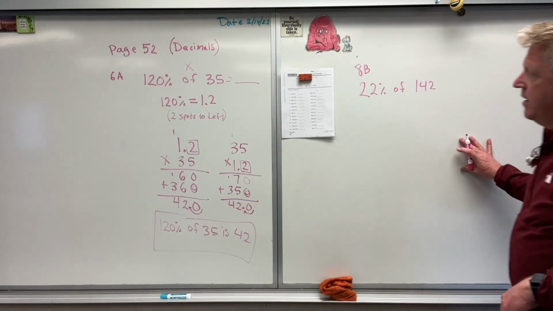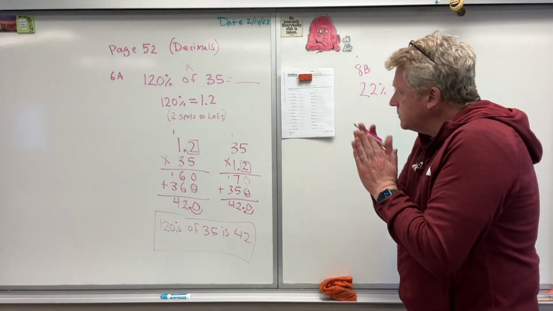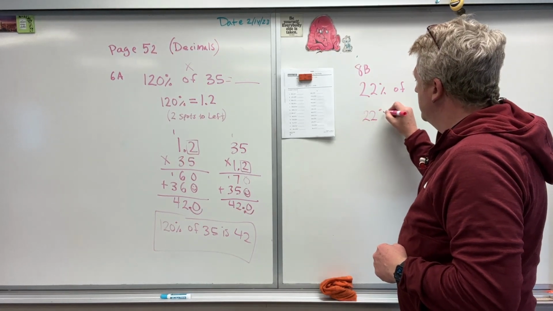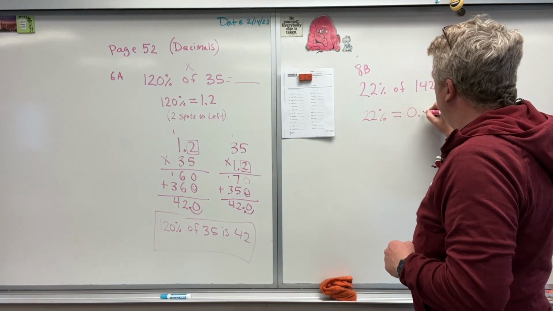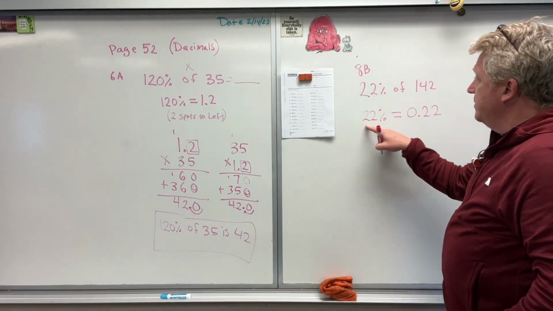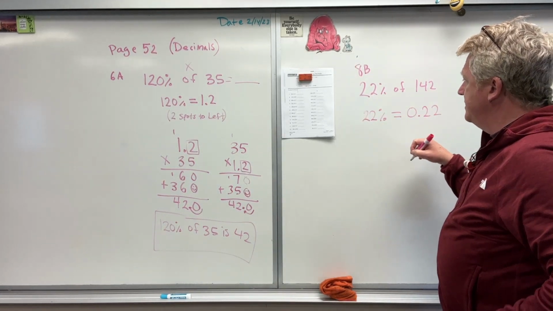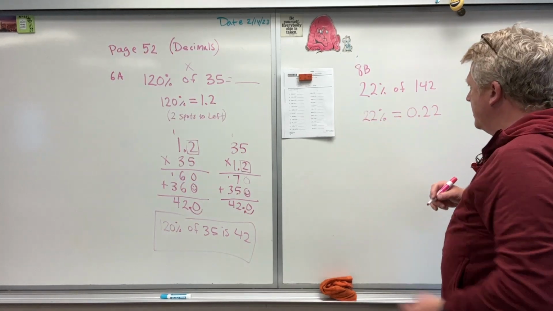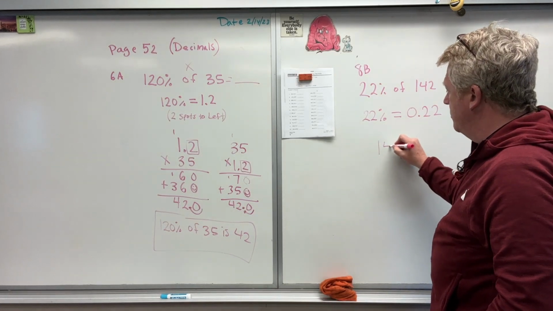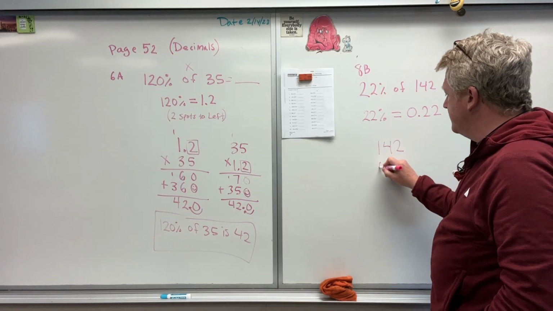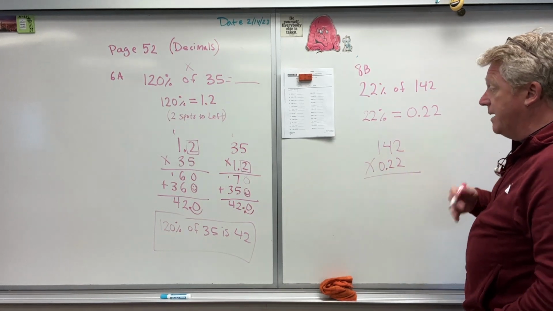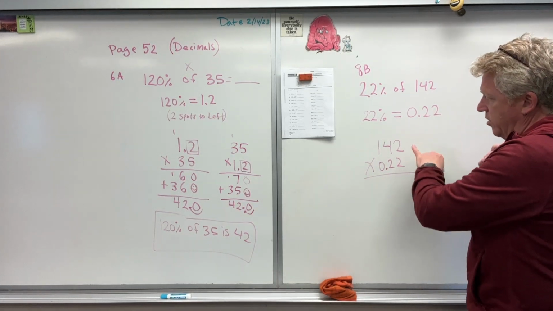All right, here we go. 22%. That is 0.22, 22 hundredths, right? So now I've shown this to convert this into a decimal. Now I'm gonna write myself a multiplication problem. I'm gonna choose to put the 142 on top and the 22 hundredths on the bottom, just because for me, a larger number on top makes more sense, although it doesn't matter what order you go.